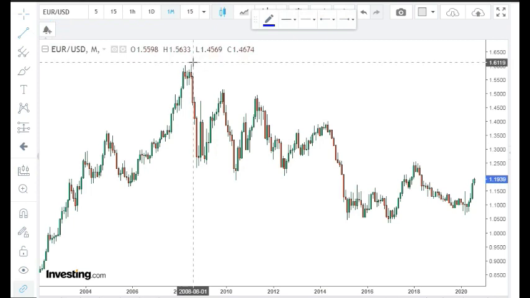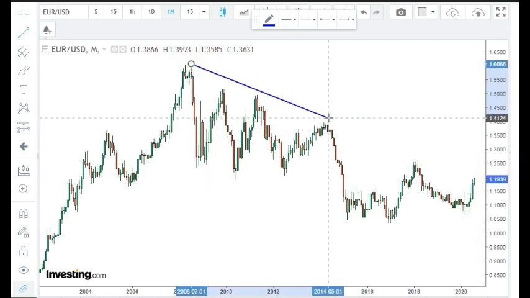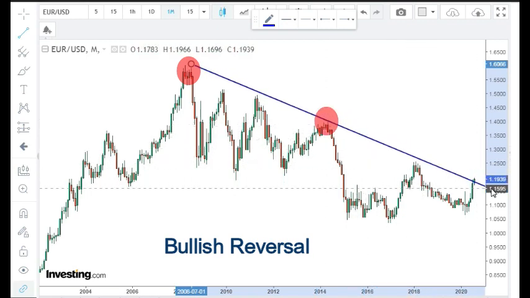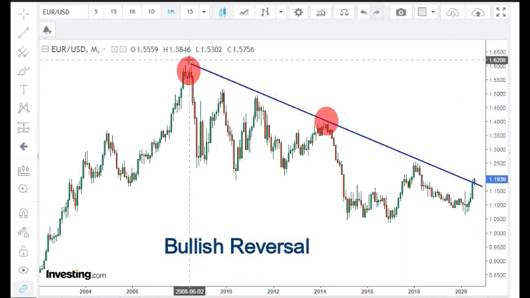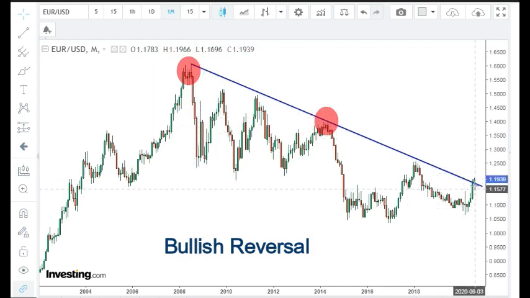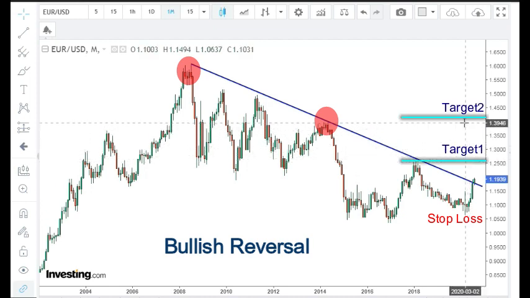In this chart, it's a downward moving chart, and we have found two significant points to draw a falling trend line. Now what we can see is that the trend line has been broken, the price has moved above the trend line, and a buy call can be generated. Your stop loss will be here at the previous swing low, and targets can be this one and this one.